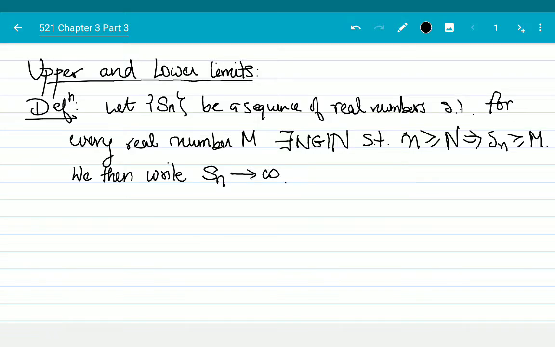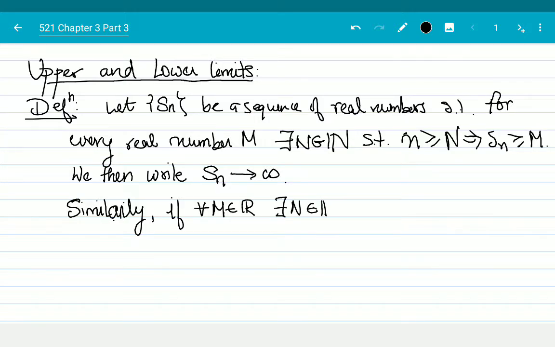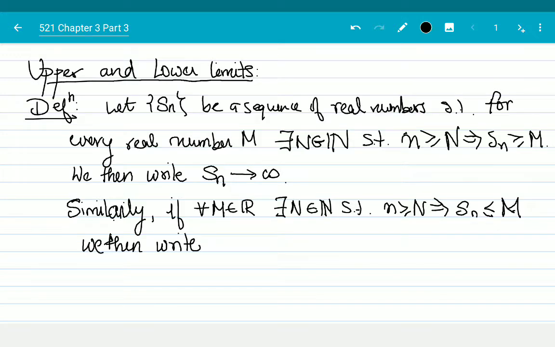Okay, similarly, if for every m in R there exists an N in naturals such that n greater than or equal to N implies Sn is smaller than or equal to m, then we write Sn diverges to negative infinity.